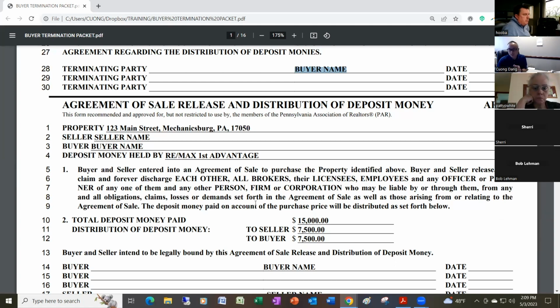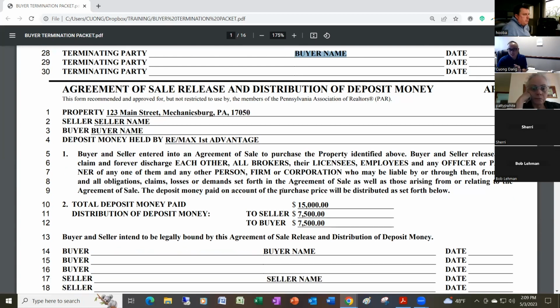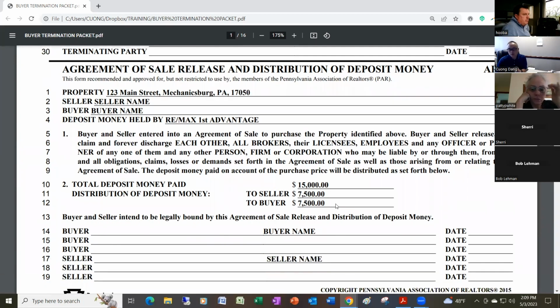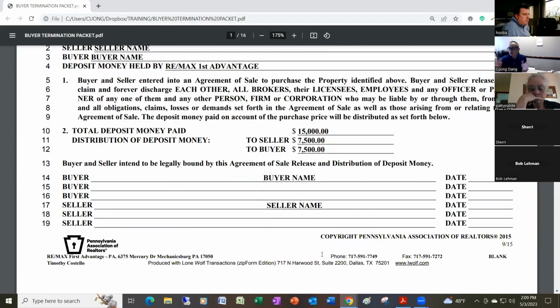So in my example, I just have $15,000, $7,500 to seller, $7,500 to buyer, and buyer and seller sign below, and we distribute the money and we're done. So that is the termination and release form. Very important.